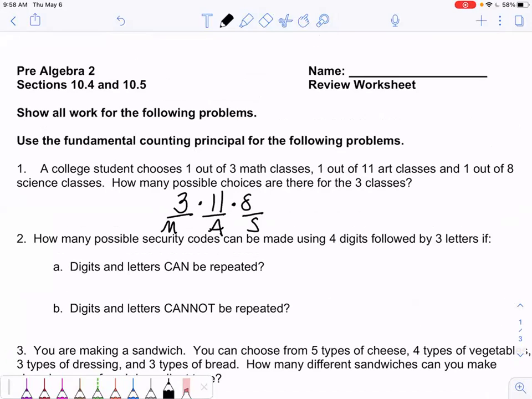All right, so use the fundamental counting principle. We have 3 math classes, 11 art classes, 8 science classes. How many possible choices are there for the 3 classes? So we would take the 3, the 11, and the 8 and multiply those together. That's the counting principle. Jason, what do you get when you take 3 times 11 times 8? So the fundamental counting principle just says you take your number of options, choices, you multiply them together.